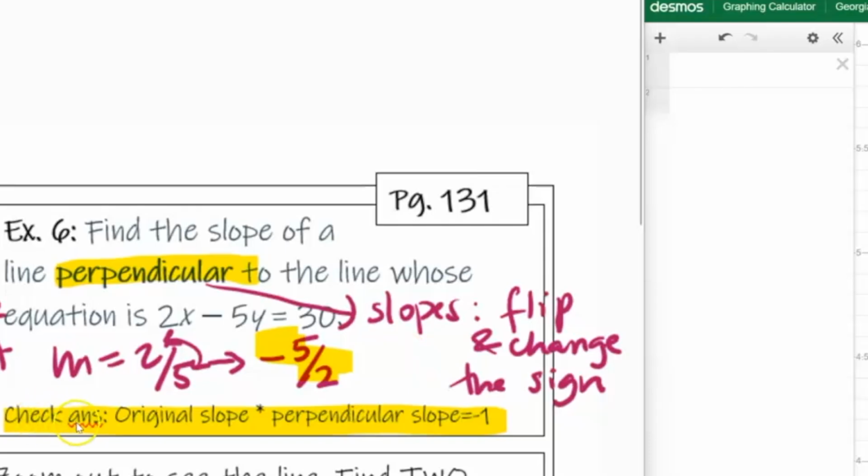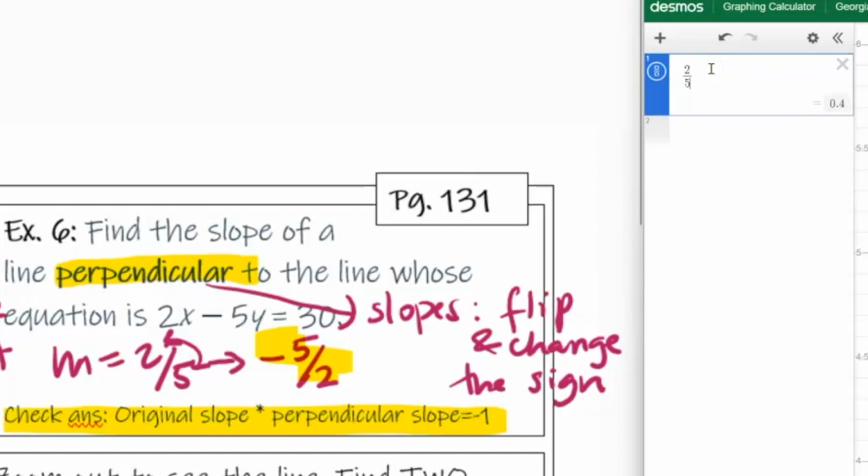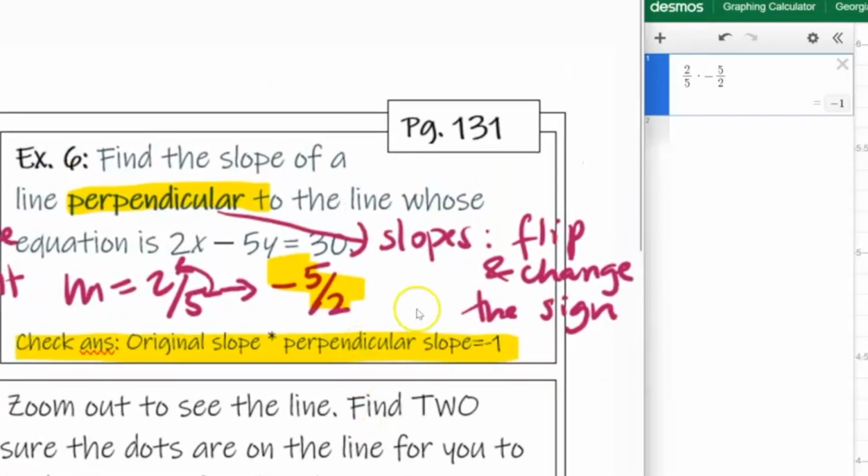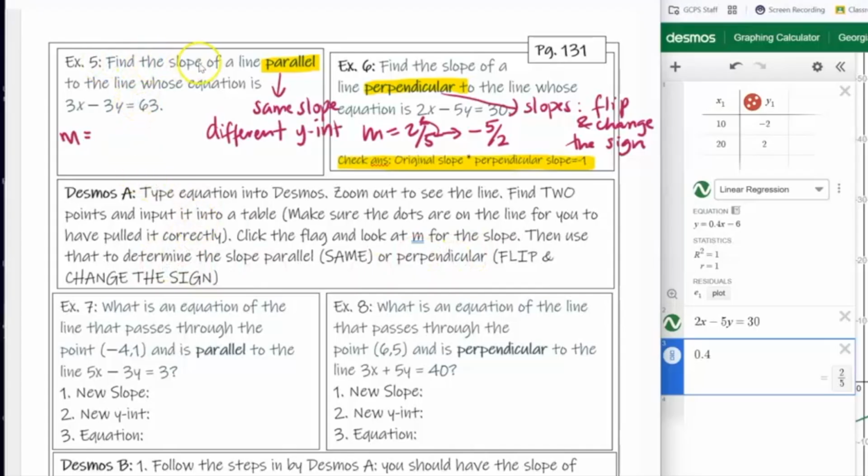All right, do not forget to check your answer by taking your original slope, which is 2/5, multiplying it by your new perpendicular slope, which is -5/2. And they should be multiplied together, should give you -1. So what this means again is these slopes are negative reciprocals of one another. And that's all I have to do, because the question was find the slope. So my slope is -5/2 for my new line. Let's practice.